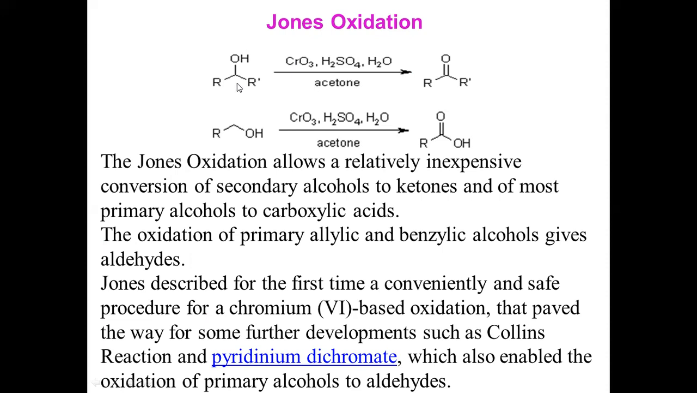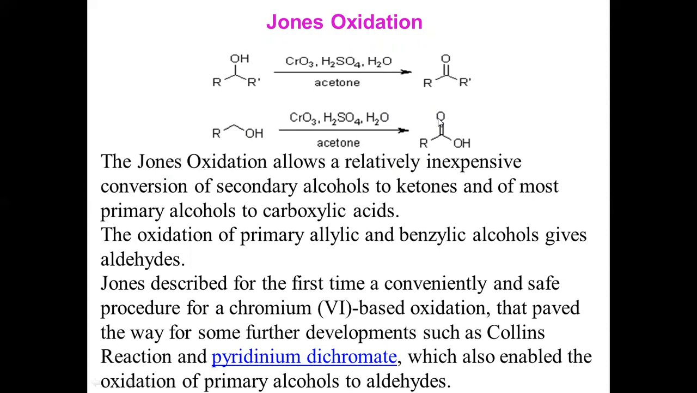Generally, secondary alcohols are oxidized into ketones, and primary alcohols are oxidized into aldehydes. Further, they are over oxidized into carboxylic acids. The Jones oxidation allows an inexpensive, low cost conversion of secondary alcohols into ketones. This is selective for secondary alcohols, which can be converted into ketones. And most primary alcohols are converted into carboxylic acids.